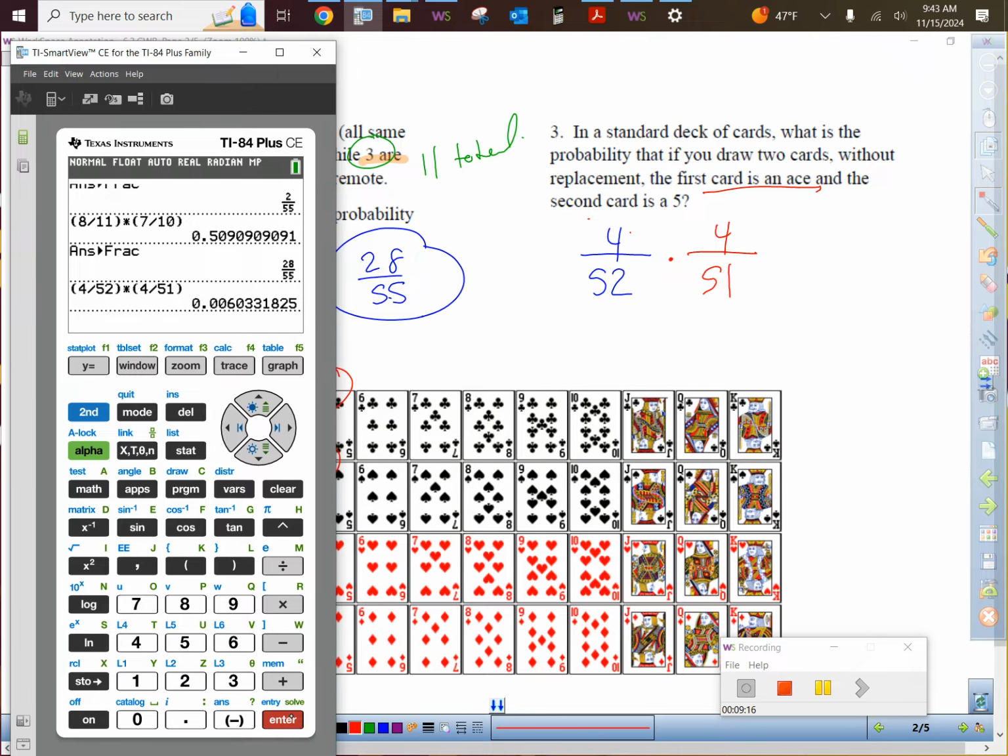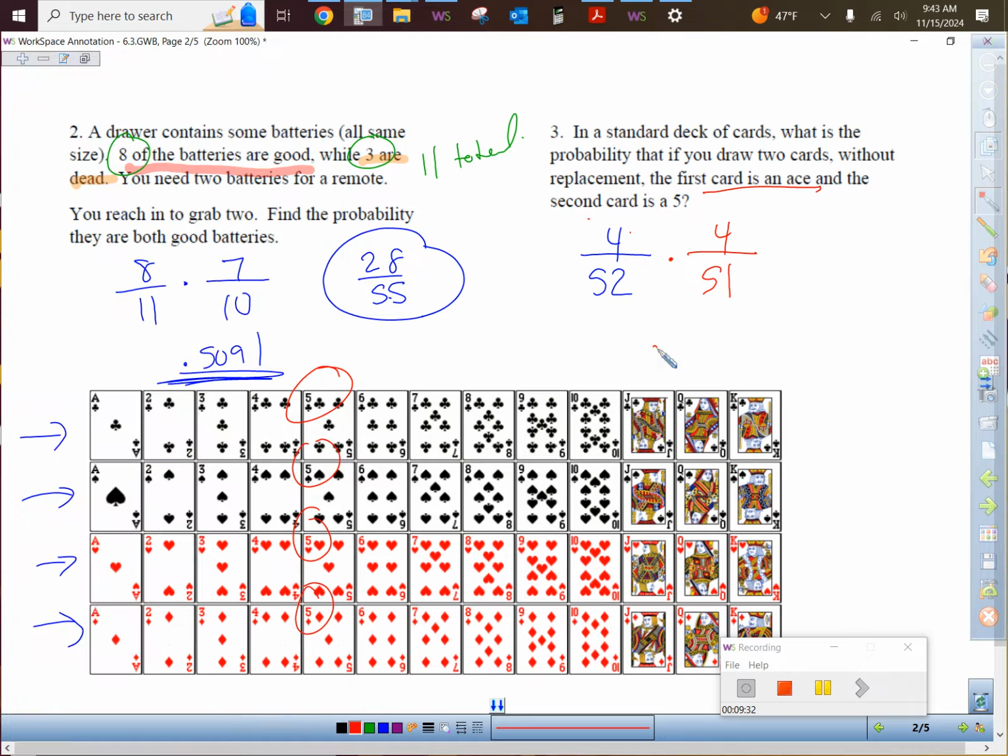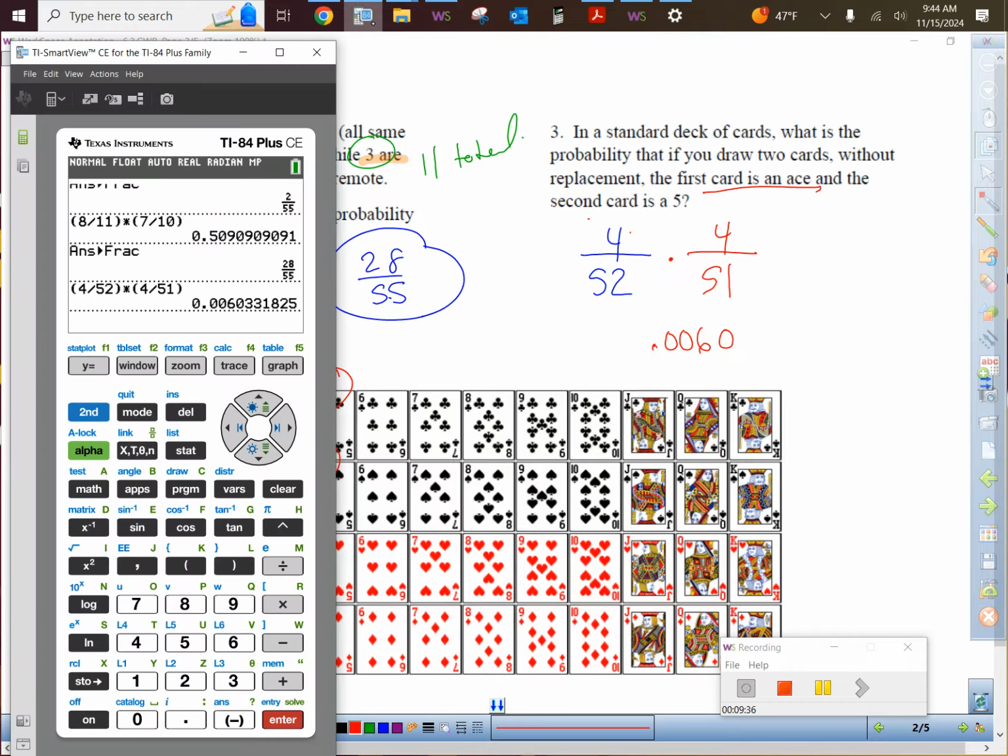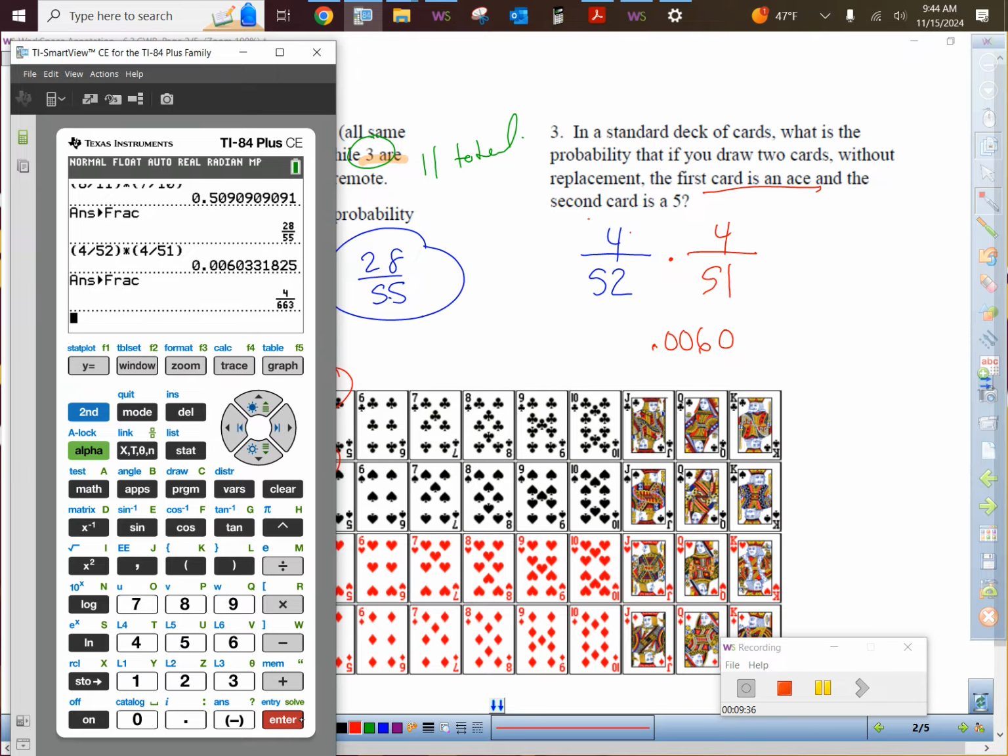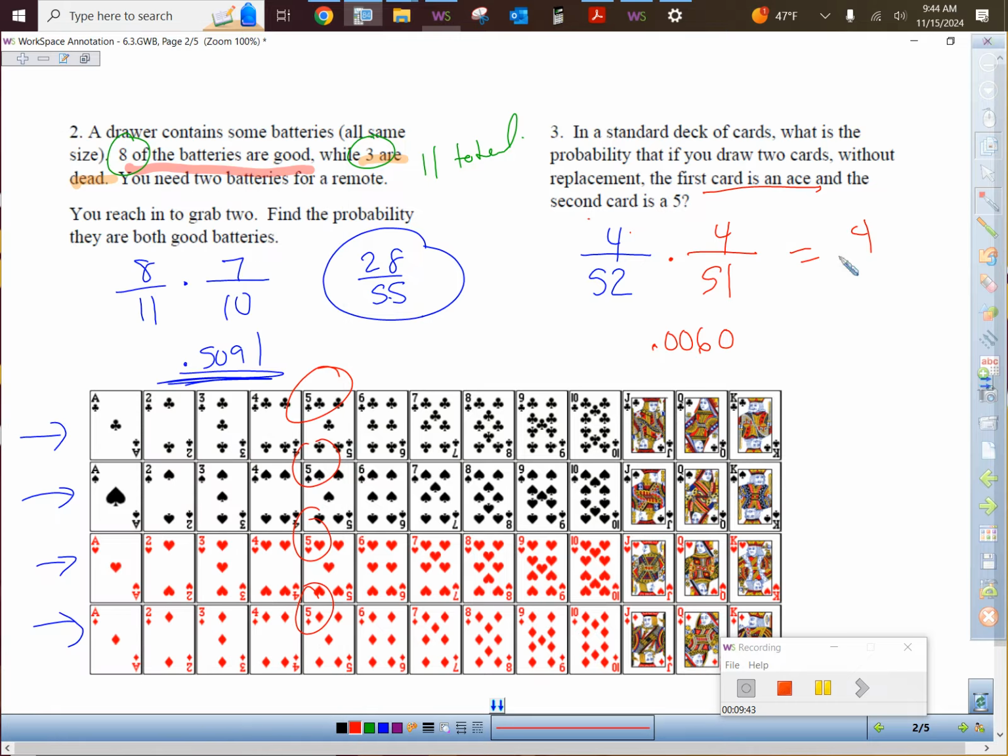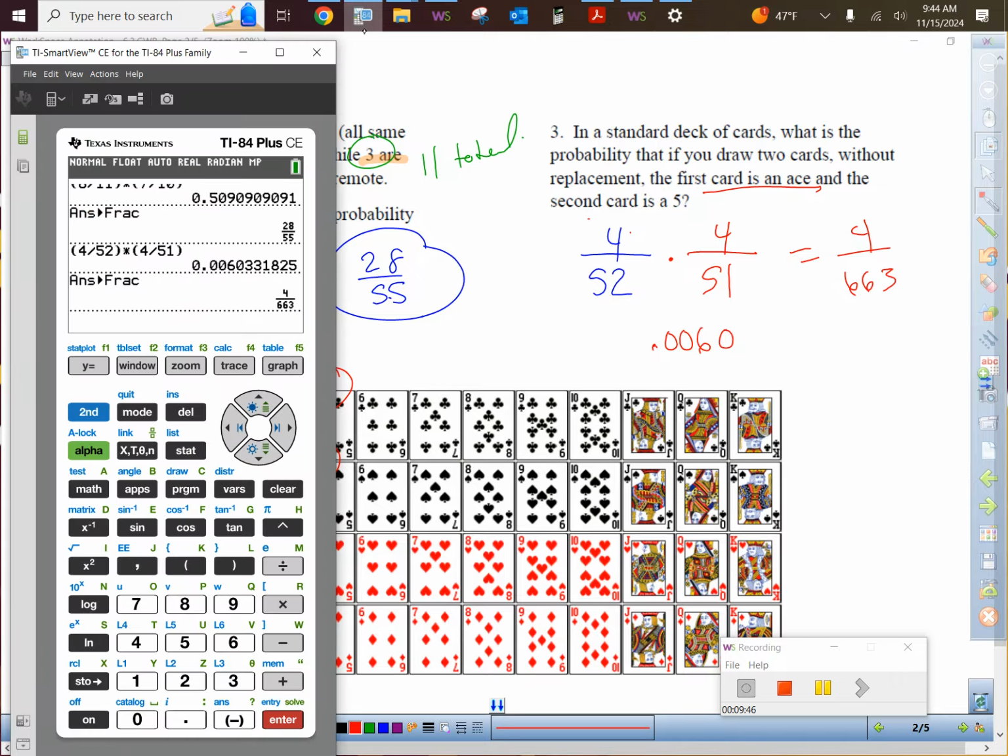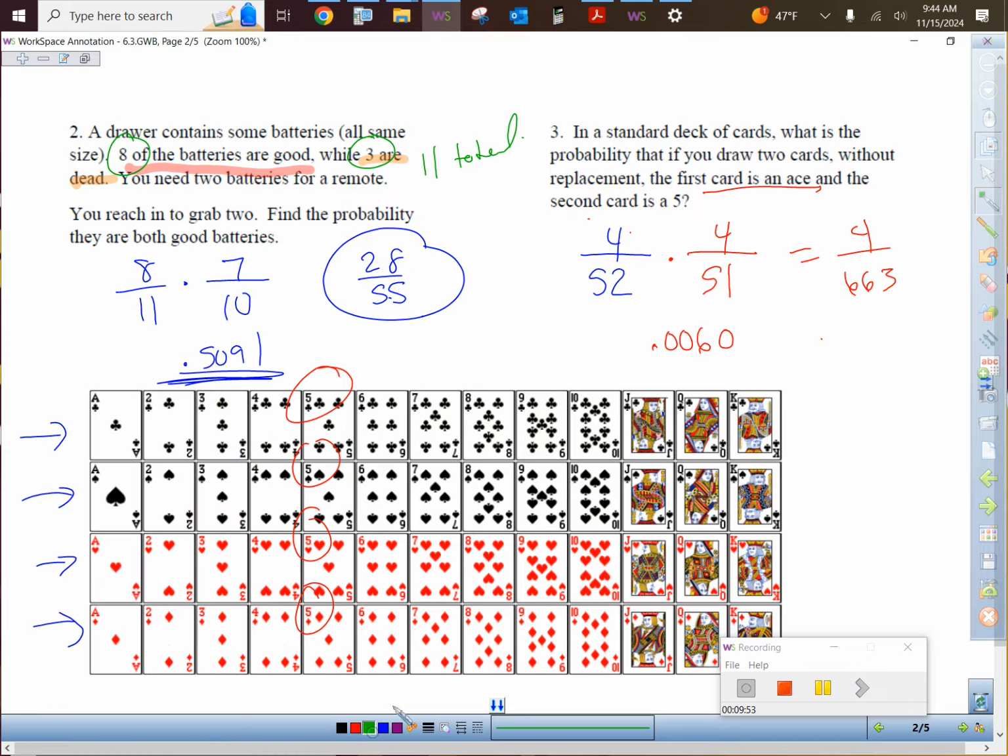And that is very unlikely to happen, 0.0060. Which, if we math enter that, is a 4 out of 663 chance. 663. Is that right? Yeah, that's right. Cool. Not even a 1% chance of that happening. It's like a 0.6% chance.